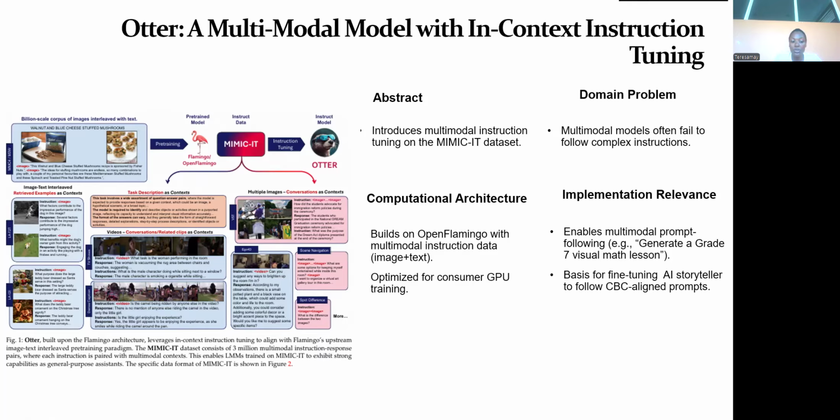So the problem it tackles basically is that many models don't follow human instructions very well, especially when the instructions combine both images and texts. So Otter uses a dataset called MIMIC-IT that contains interrelated examples of instructions with images and texts.